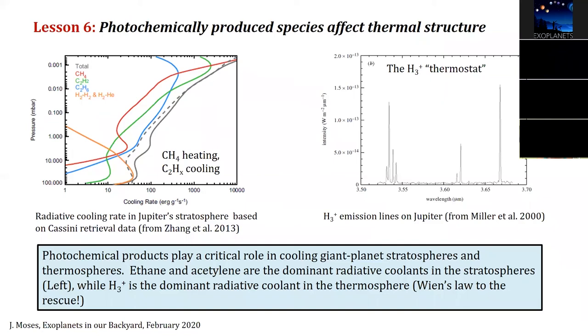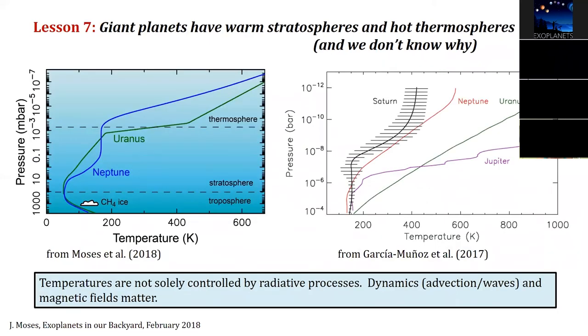The thermospheres of the giant planets are very hot for reasons we don't understand. But H3+ keeps them from being really hot because it emits as the temperature goes up, the emission increases, and it cools from that. So it's been called, I think Steve Miller dubbed this, the H3+ thermostat on the thermospheres, and it's interesting.